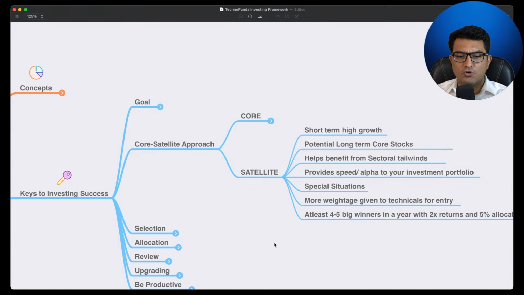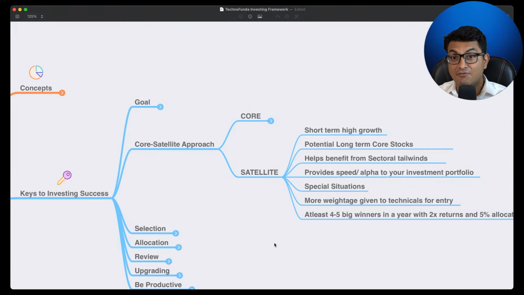Now, satellite portfolio is basically focused on finding short-term high growth triggers. So there might be sectors which trend for like 2 years and then again come down, like cyclical sectors, or some sectors where suddenly some tailwinds are starting. Like recently, the defense sector, you have seen massive tailwinds.